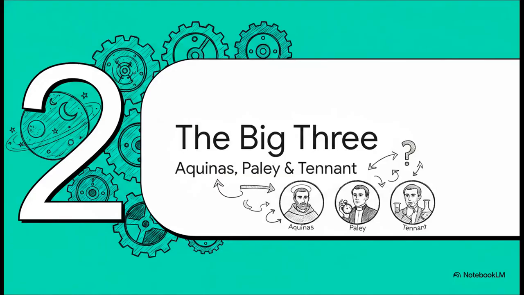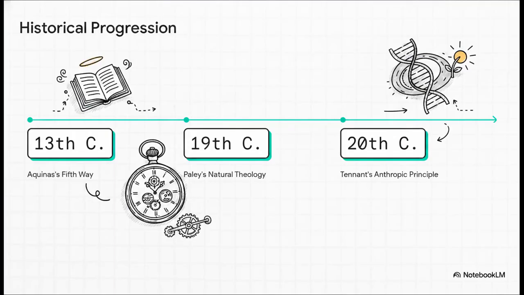Section 2. Aquinas, Paley, and Tenet, the big three. Let's look at how this whole idea evolved over time. Showing your examiner that you understand the historical progression is a fantastic way to demonstrate deep subject knowledge. We're starting way back in the 13th century with St. Thomas Aquinas and his famous Fifth Way. Then we leap forward to the 19th century with William Paley, who gives us perhaps the most famous analogy in all of philosophy. And finally, we bring it right into the 20th century with Fr. Tenet, who actually modernized the argument to work alongside the theory of evolution.